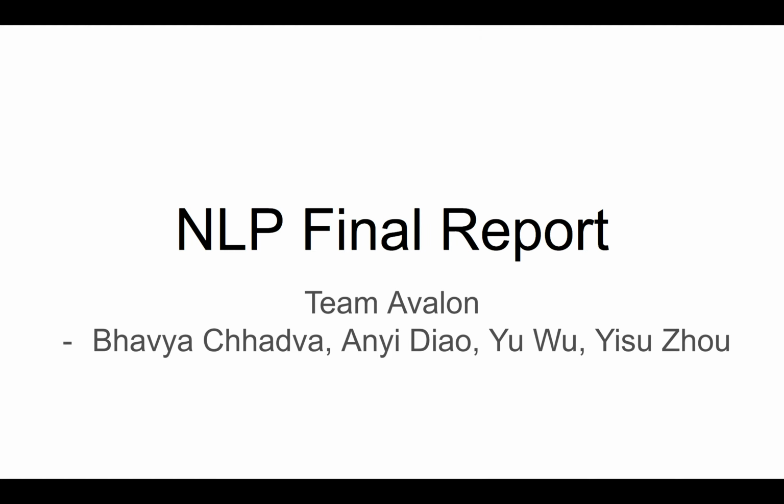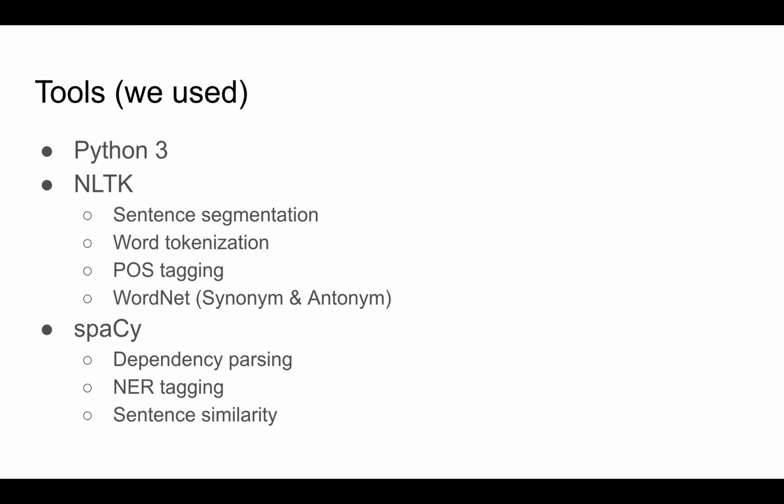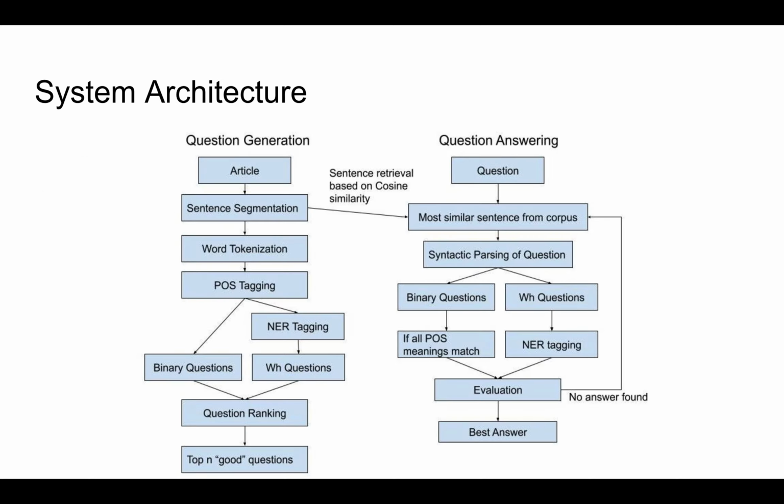My name is Annie and I will give an overview of our term project on the question generation and answering system of Wikipedia articles. So these are the tools that we have used: Python 3, NLTK, and Spacy. And next, let's take a look at our system architecture.